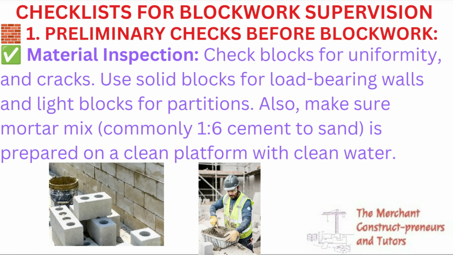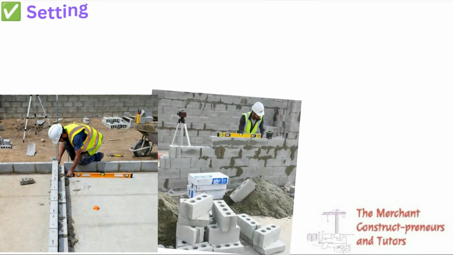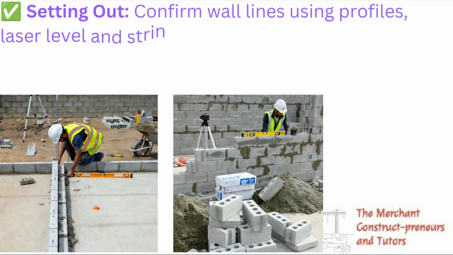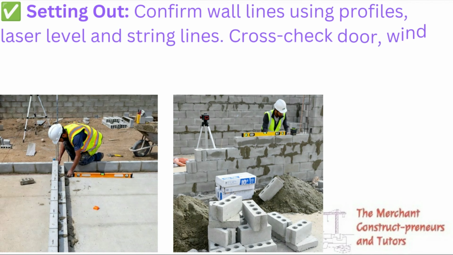Commonly we use 1:6. Is the mortar enough to form this bond? Is it properly mixed? Is it clean water you're using to make your mixture? All these are things you need to check before even starting, because if the quality of materials is not okay, then you just know that the result you're supposed to get will not be okay. So you need to check the materials. That's the preliminary checking of each of those materials.